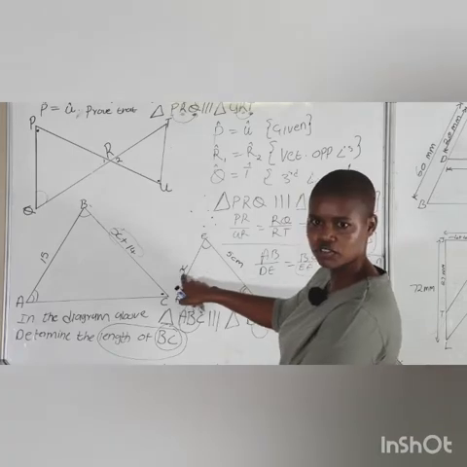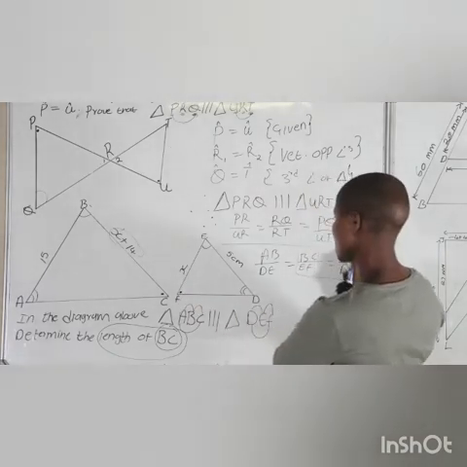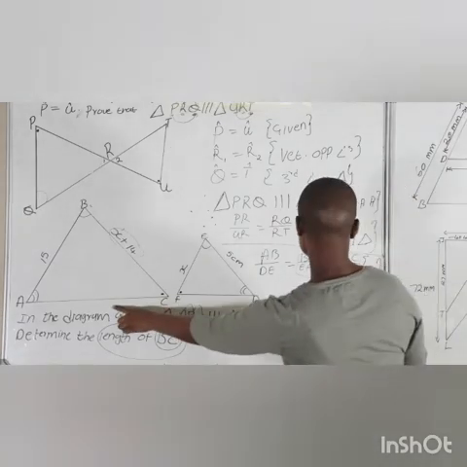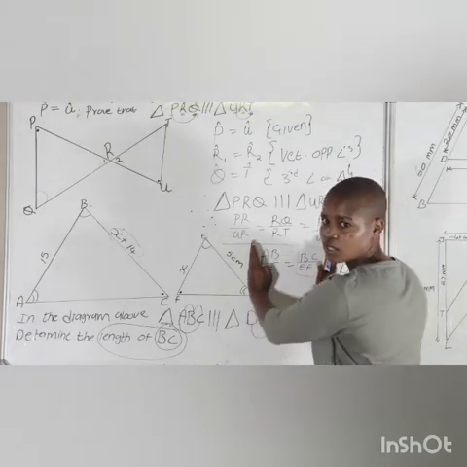EF. The value of EF there is X. Then it means we can work with this one. Because now with AC, we don't have the value of AC, we don't have the value of DF. So it will be very frustrating. So let's focus on these two.